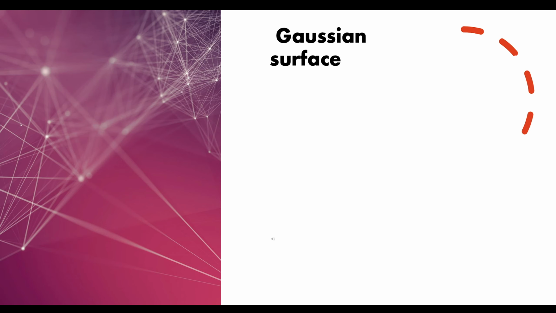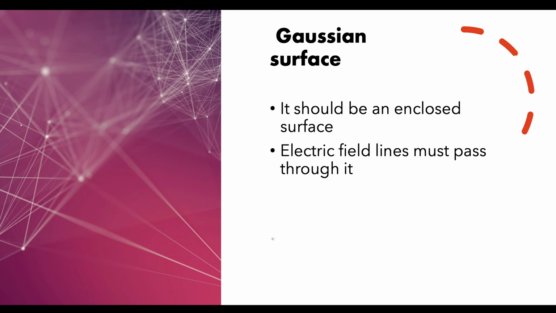Now, moving on to our actual problem, the Gaussian surface. What is a Gaussian surface? It is an enclosed surface through which the flux of a vector is calculated. It also helps evaluate the electric field intensity due to a symmetric charge distribution.